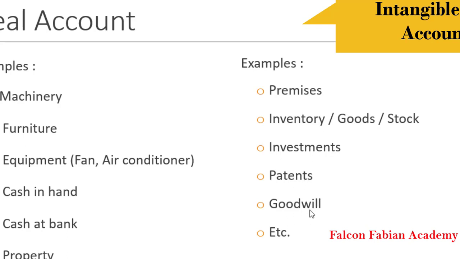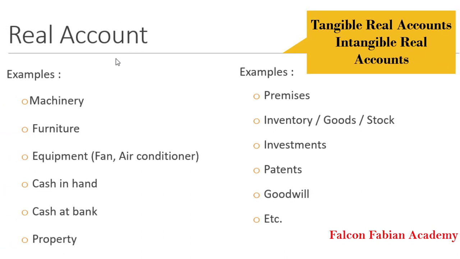Now let's see patents and goodwill. These are assets of the firm, but you cannot see them or you cannot touch them. Therefore, these are intangible assets. So these would come under the category intangible real account, and the rule for real account is going to be applied to them. So real account rule is going to be applied to all the assets, whether they are tangible or intangible.